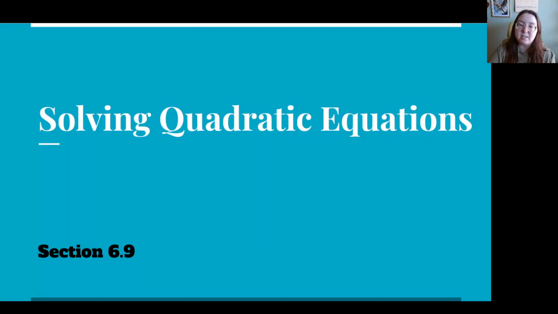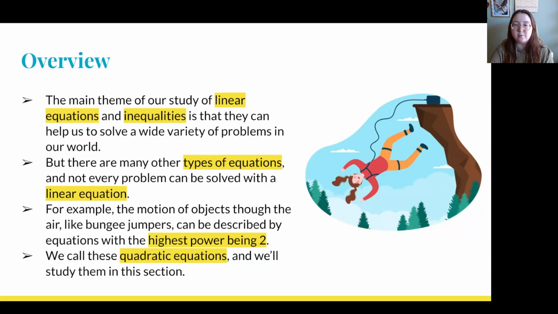Hello everyone, we're going to go ahead and do section 6.9, which is solving quadratic equations. As an overview, the main theme of our study of linear equations and inequalities is that they can help us solve a wide variety of problems in our world. But there are many different types of equations, and not all can be solved with linear equations.